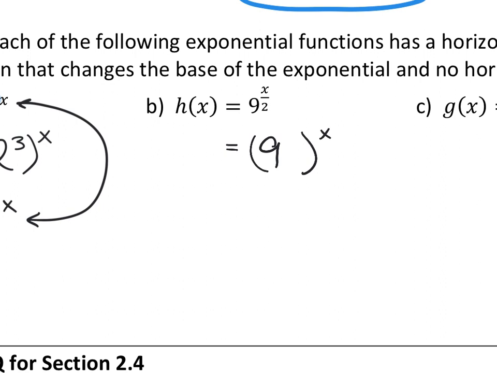It says x divided by 2. What number am I multiplying by? 1/2. So this is 9 to the 1/2 raised to the x power, because 1/2 times x is 1/2 x, or x divided by 2. Okay, well, can we take 9 to the 1/2 power? Don't say 4.5.